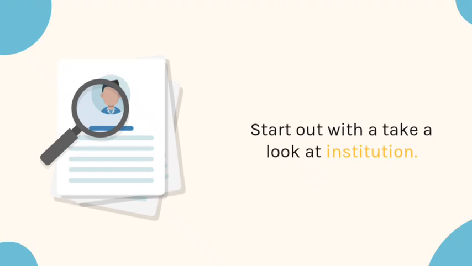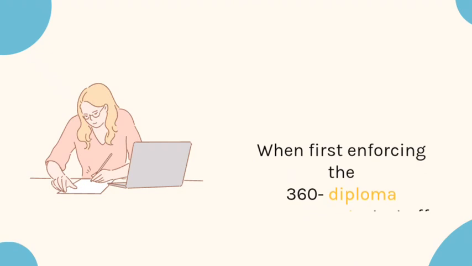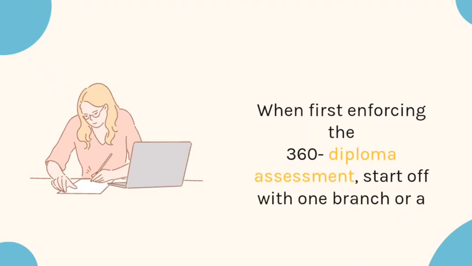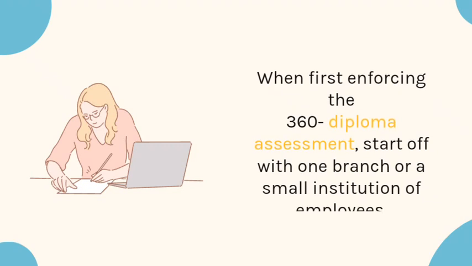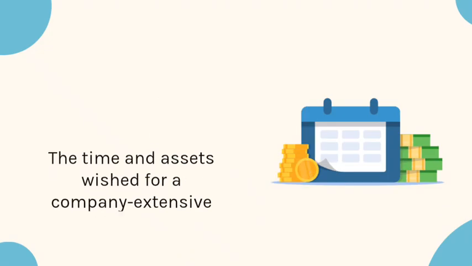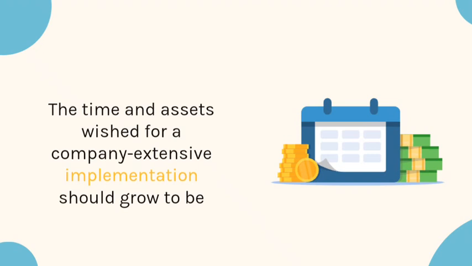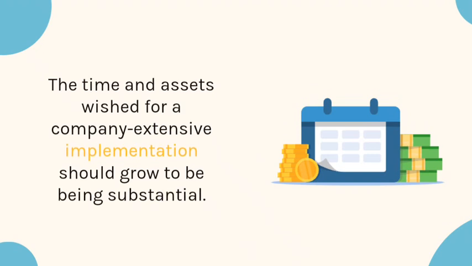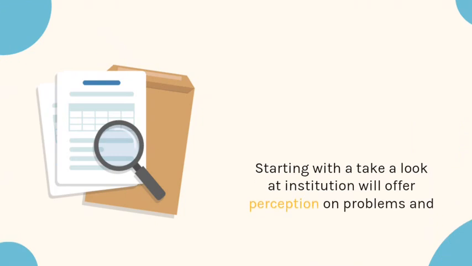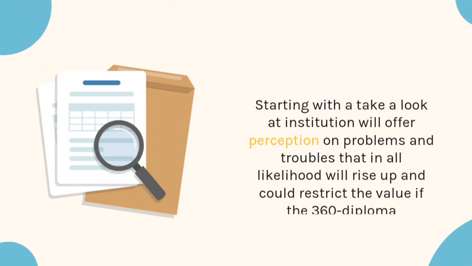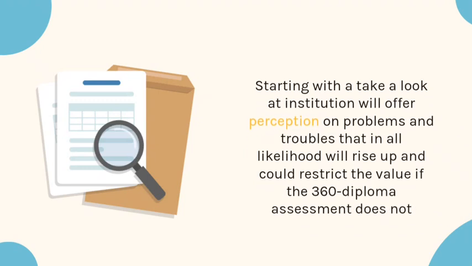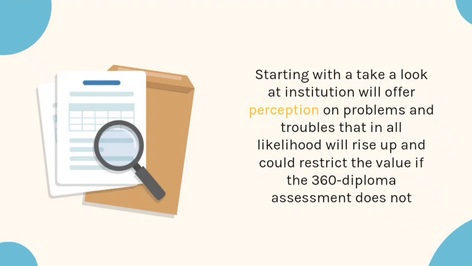Start out with a test group. When first implementing the 360-degree assessment, start off with one department or a small group of employees. The time and resources needed for a company wide implementation could end up being substantial. Starting with a test group will offer insight on issues and problems that likely will arise and could limit the cost if the 360-degree assessment does not.